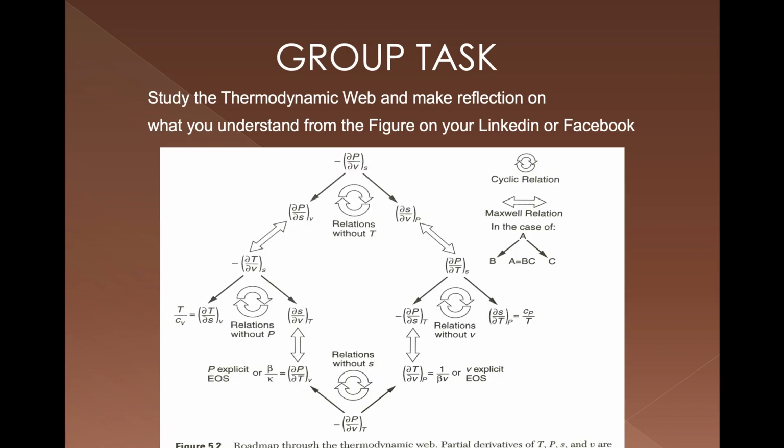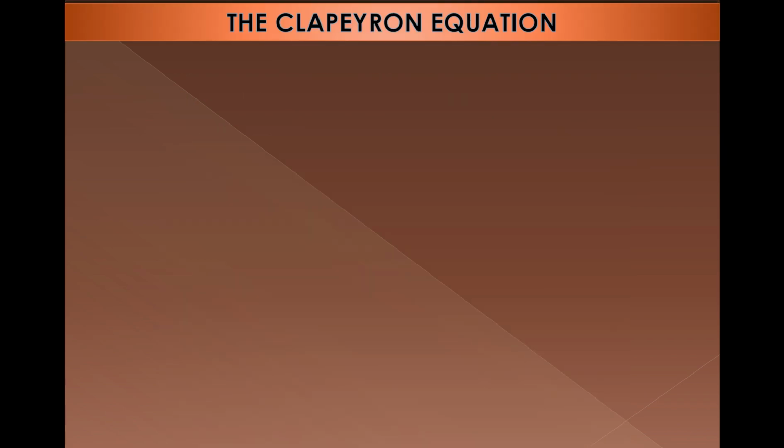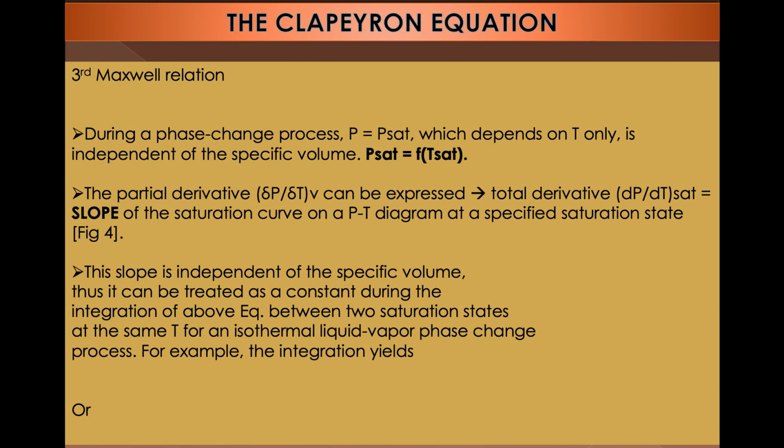Okay, this one we have done already. We move on to the Clapeyron equation. So basically, what is the Clapeyron equation? The Clapeyron equation comes from the third Maxwell relation, which is (∂P/∂T) at constant V equals (∂S/∂V) at constant T.